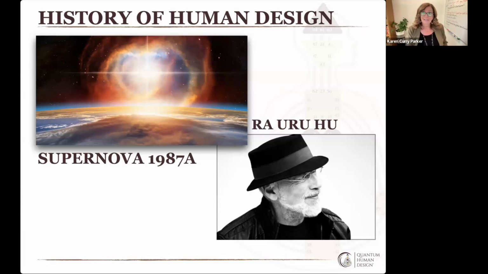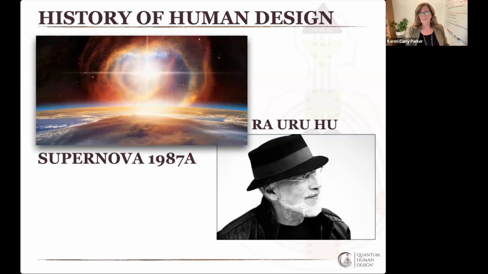He spent 8 days receiving this transmission from an entity that he called the Voice. And he spent many, many years after that experience, the rest of his life, teaching, unpacking, processing, debriefing, if you will, from this download that he got during the supernova 1987A. So I don't think this picture is actually a picture of supernova 1987A. I think this is a nebula of some sort. But Ra Uru got this information in January of 1987.